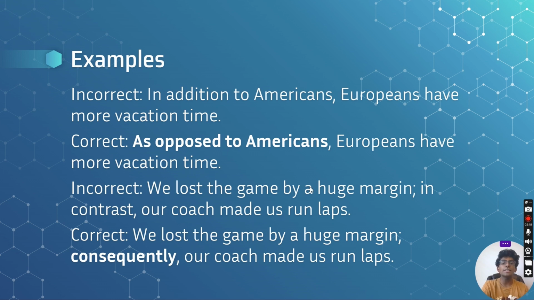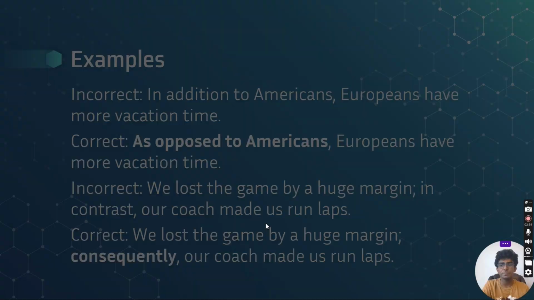Another example: we lost the game by a huge margin. In contrast, our coach made us run laps. Okay, we lost the game and our coach is making us run laps. It's probably a "because" transition. It's connecting the two together. It's not an opposite one like up here. So: we lost the game by a huge margin. Consequently, our coach made us run laps. So that'd be correct there. Obviously, you'll have answer choices, but you should be able to tell which transition reflects which type of the three transitions, and you'll be able to get your correct answer.